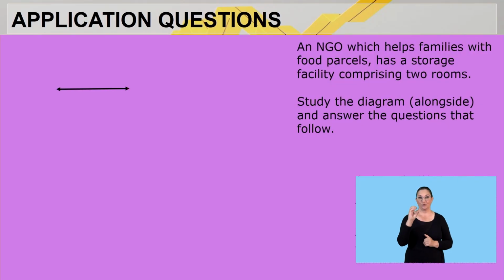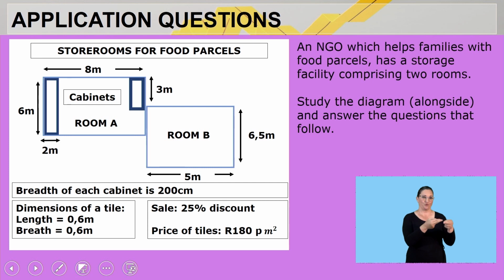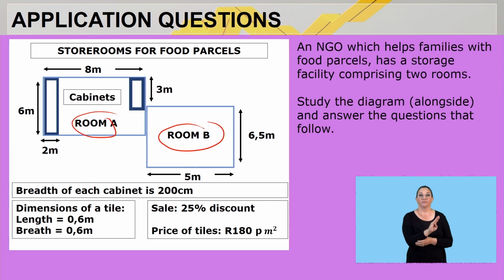So in question number 2, I've indicated that an NGO, which helps families with food parcels, has a storage facility comprising of 2 rooms. It says study the diagram alongside and answer the questions that follow. Right, so there are the storerooms for food parcels. We can see we have room A and room B, with the dimensions of each room given as well.